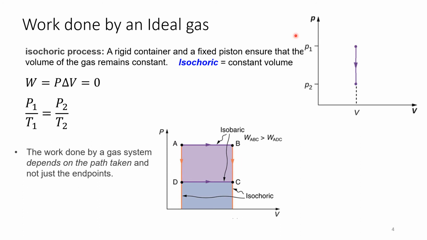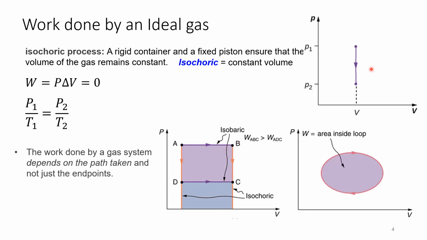It can also be shown that if the system follows a cyclical path A, B, C, D, A, then the total work done is the area inside the loop. In fact, the work done in any cyclical process is the area inside the loop it forms on our PV diagram.